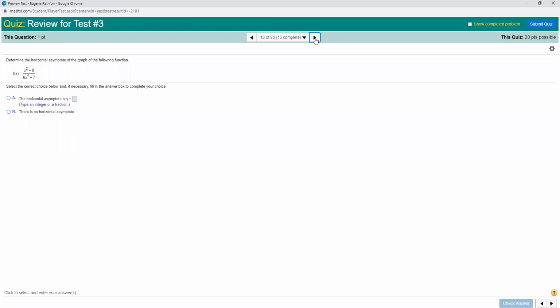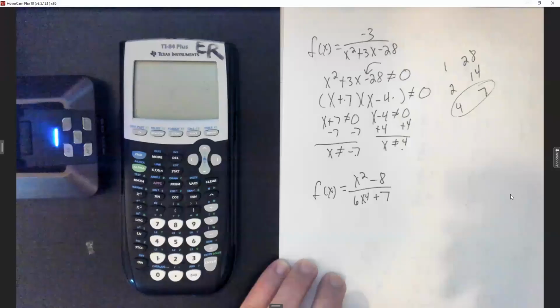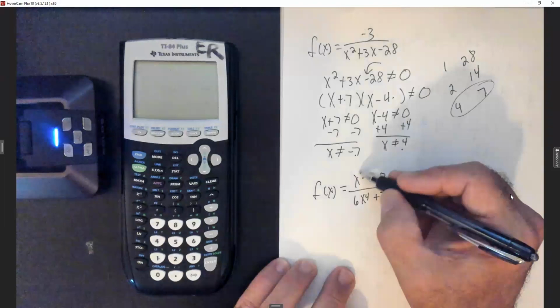All right, so horizontal asymptote, so that is f of x equals x squared minus 8 over 6x to the 4th plus 7. All right, so let me go back to the page. So horizontal asymptotes, you compare the degree. So the degree of the top is 2, the degree of the bottom is 4.